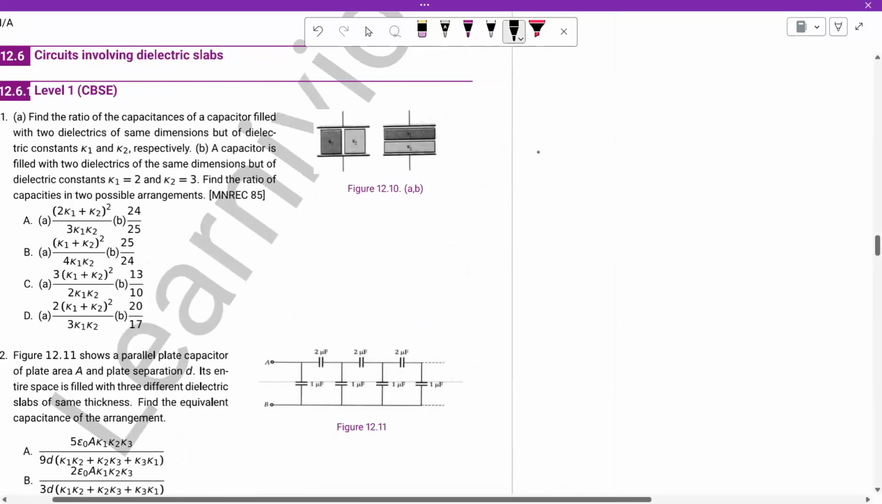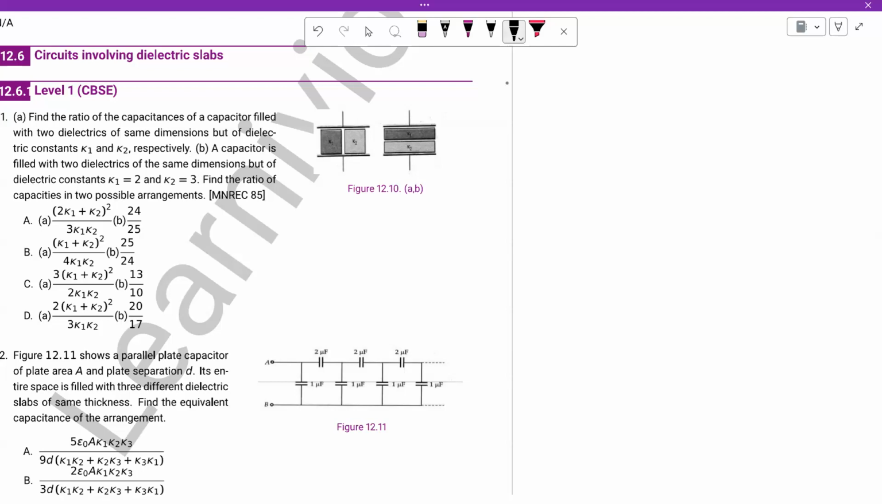So find the ratio of the capacitances of a capacitor filled with two dielectrics of the same dimension but of dielectric constants K1 and K2 respectively. We have to find the ratio of this capacitance and this capacitance, figure 1 and 2. And the next question is, a capacitor is filled with two dielectrics of the same dimension, find the ratio in the two possible cases. Now they have given the values as well.